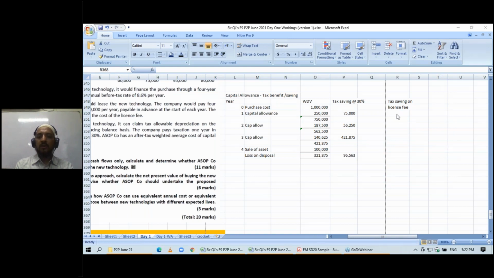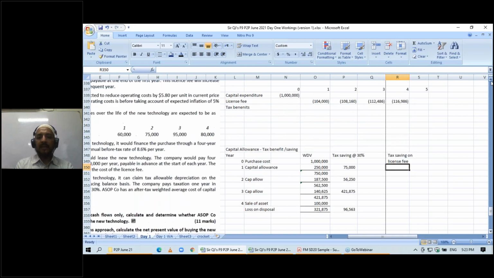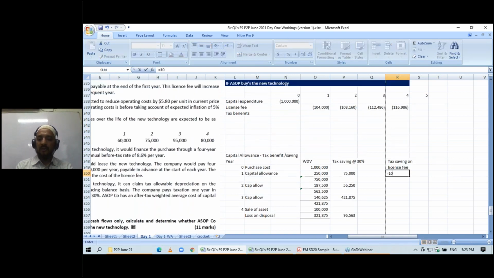Okay. So students, on the license fee, you can deduct the license fee from the taxable income. So take 30% of the license fee also, which you will be saving as tax on your taxable income. So what I am doing now, I am multiplying the license fee. The first year's license fee was 104,000. I'm multiplying it with 30%. So you people multiply it with 30%, the license fees. 108,160 in the second year multiplied by 30% saving.